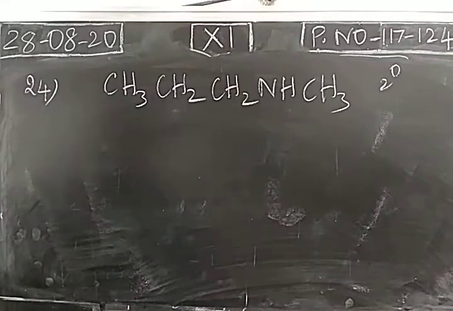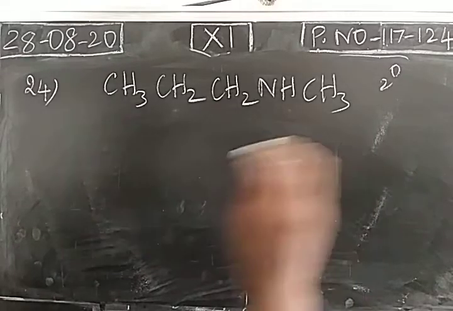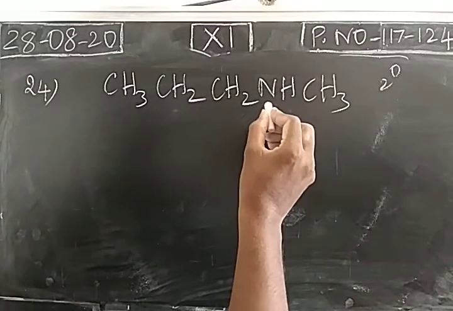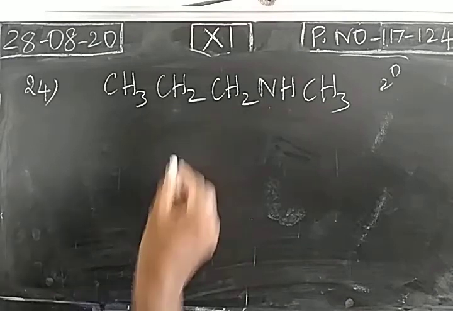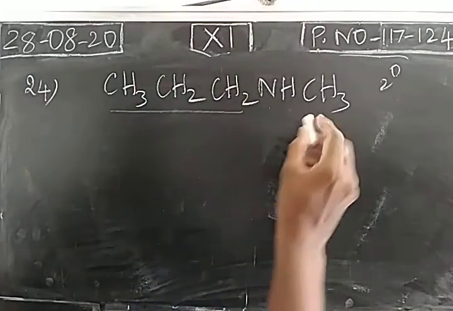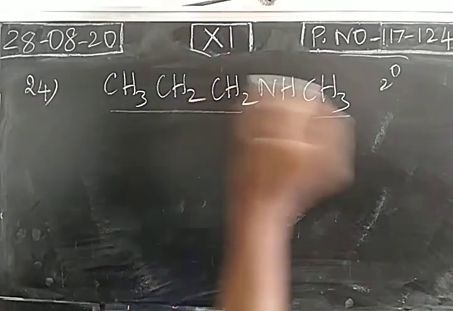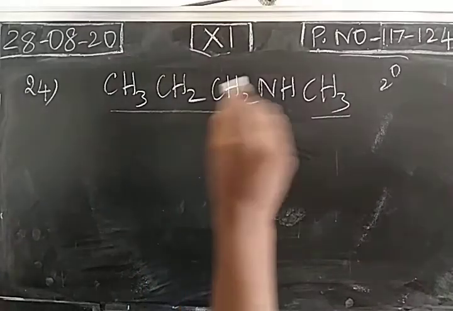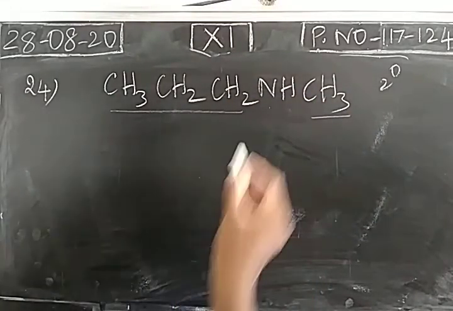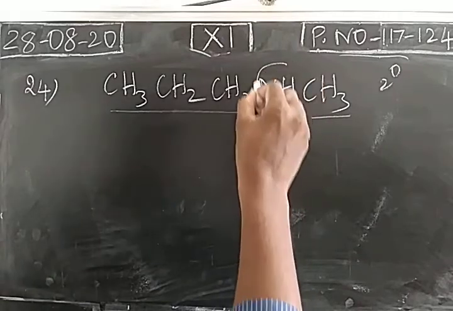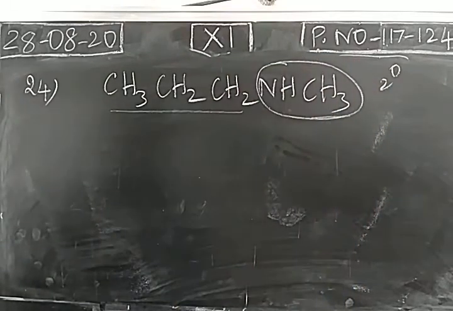We take this secondary amine. While giving the name for this secondary amine, always this amino group will be selected with the simple group. So here we have propyl, here we have methyl. So 2 alkyl groups present, propyl and methyl. This is a simple group because only 1 carbon atom is present. So this amino group is selected with this simple group.